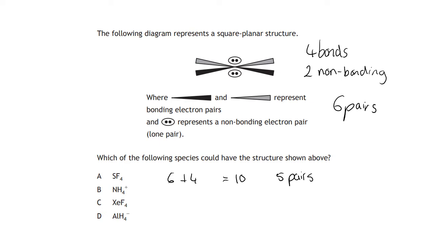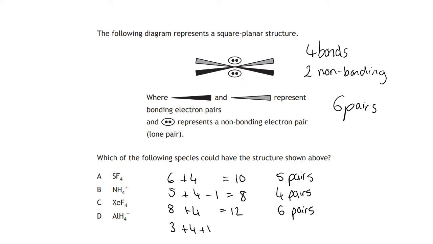So that cannot work. Your NH4 plus, well, nitrogen has 5, plus your 4, and you've got a positive charge, so that's negative 1, because you add on 1 for every negative charge, you take away 1 for every positive charge. That gives us 8, so that's going to have 4 pairs, so that one's not going to work. Xenon is a noble gas, so it has 8 in its outer shell, plus 4, no charge, that is 12, so that is 6 pairs, so this one can work. And our bottom one, aluminium has 3, plus 4, plus 1 for the negative charge, that gives us 8, so that one is 4 pairs.